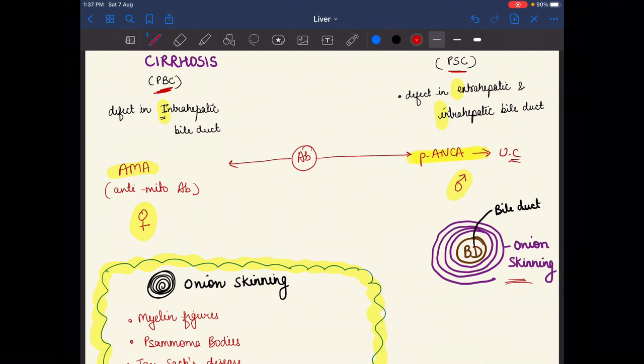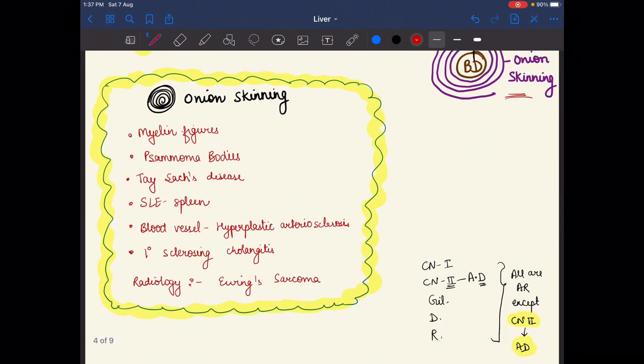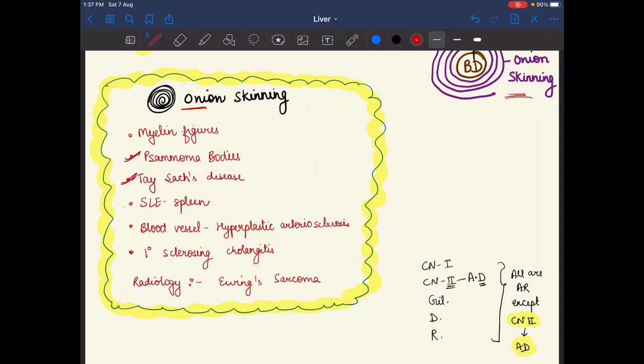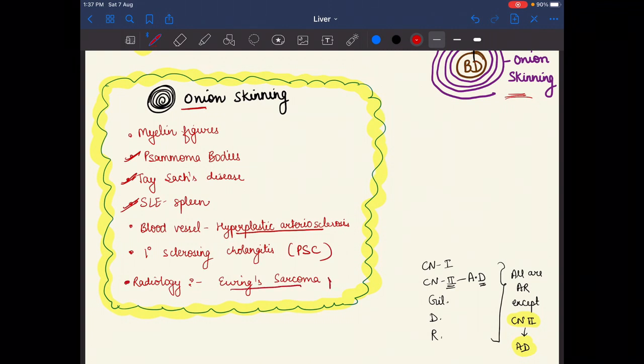In the center we see the biliary duct, and around it onion skinning is present. So here I am going to tell you the conditions in which we find onion skinning. Onion skinning is found in myelin figures, in Zebra bodies, in Tay-Sachs disease, in the spleen in SLE, and in blood vessels, that is hyperplastic arteriosclerosis, in PSC as I told you in this video, and in the radiology condition Ewing sarcoma. Please remember that in all these conditions we see onion skinning.